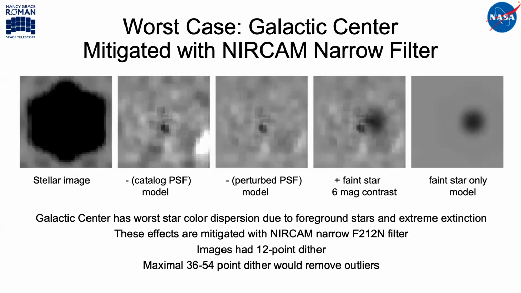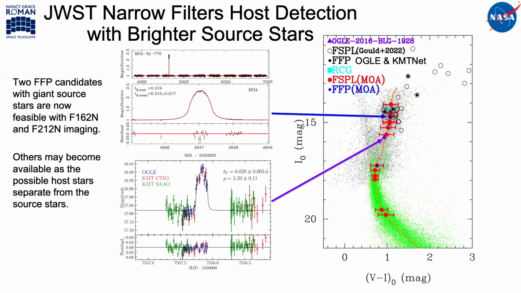So the worst case is at the galactic center. The stars are a lot of different colors. There are foreground stars that are pretty blue, and then very red stars with all the extinction. Here's a narrowband image PSF. The same: catalog PSF, perturbed PSF, and then the fainter target here. So this actually works much better. There's a little bit of an anomalous pixel here that could be a cosmic ray or something. But this is a 12-point dither, and we would have 36 or 54, so there's a good chance we could get rid of that if it is an outlier.